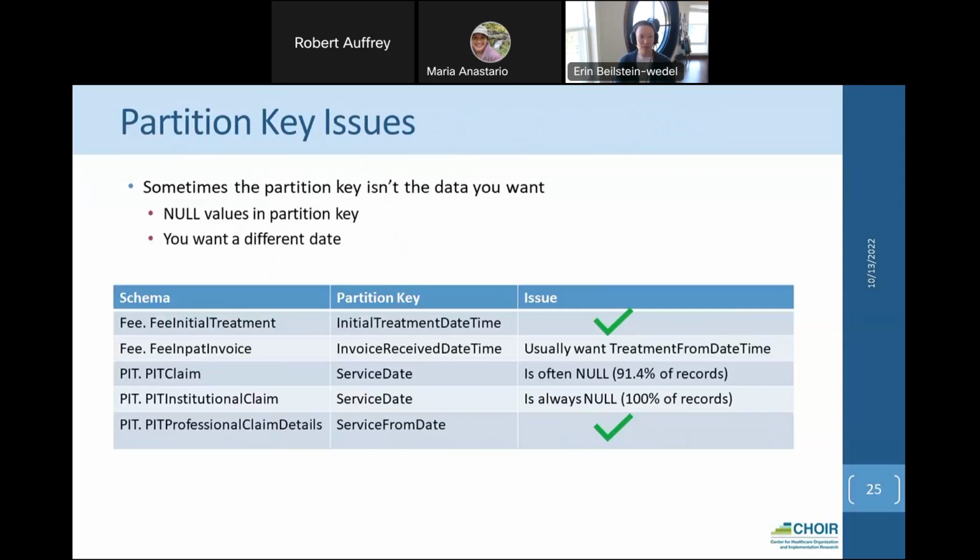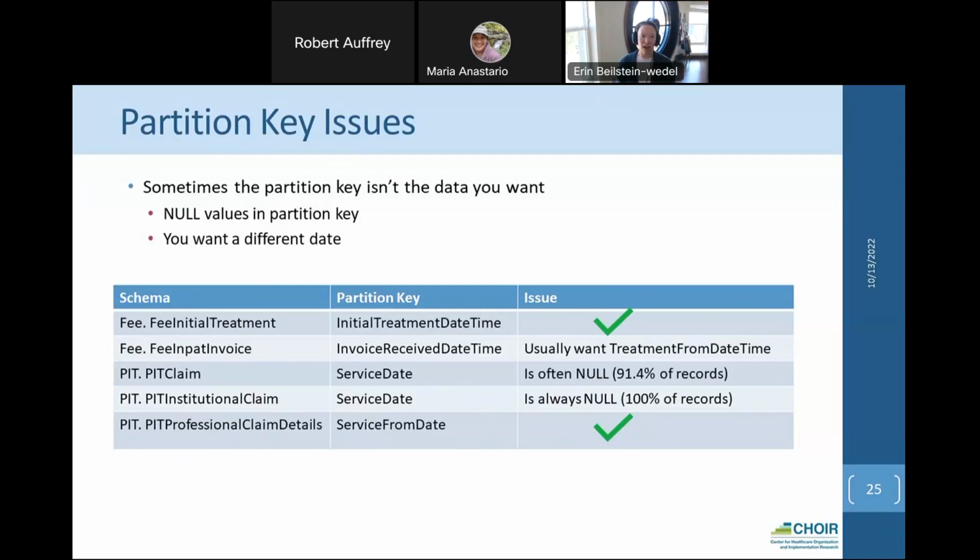So there are also, and this isn't just specific to PIT, partition key issues. Sometimes the partition key isn't the data that you want, like it's not the date field that you're interested in using, but there are also null values in the partition key field. And we see that in PIT. Fee has a slightly different issue where, for fee impact invoice, you probably want treatment from date time, but that's not the partition key. The partition key is invoice received date time.